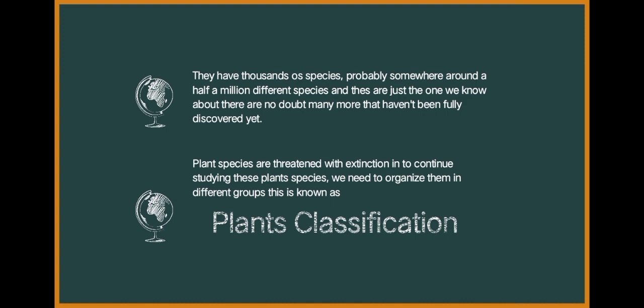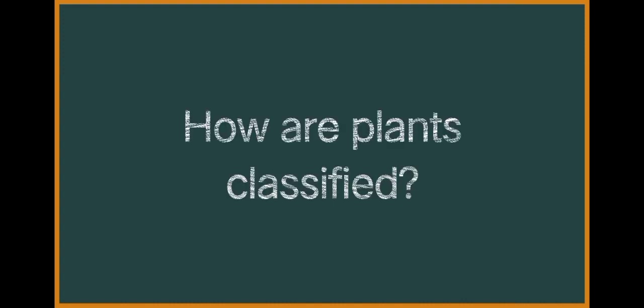Plants within a group are more closely related to other members of their own group than they are to members of another group, just like we are as humans. Humans are more closely related to the great apes than we are to other mammals. So how are plants classified?